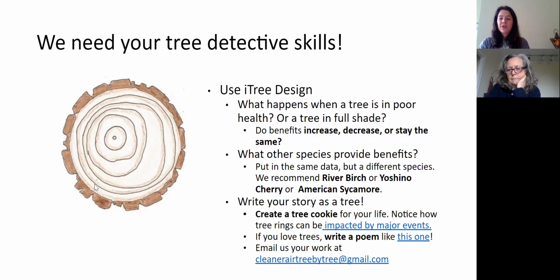Finally, you can write your story as a tree, like I was saying earlier, with your tree cookie. So you can create a tree cookie for your life and read an article about how tree rings are impacted by major events in the environment. Or you can write us a poem about how much you love trees.